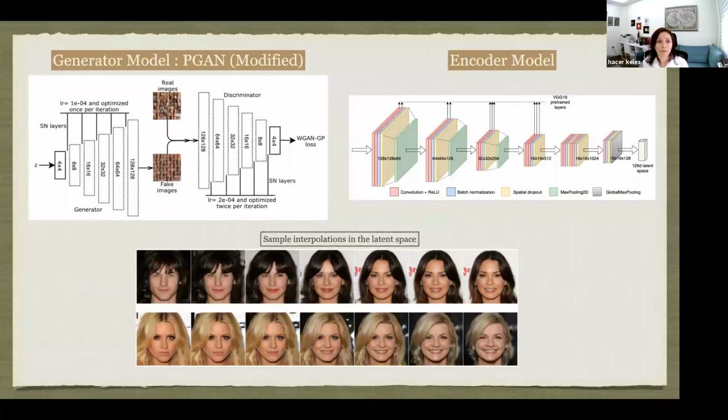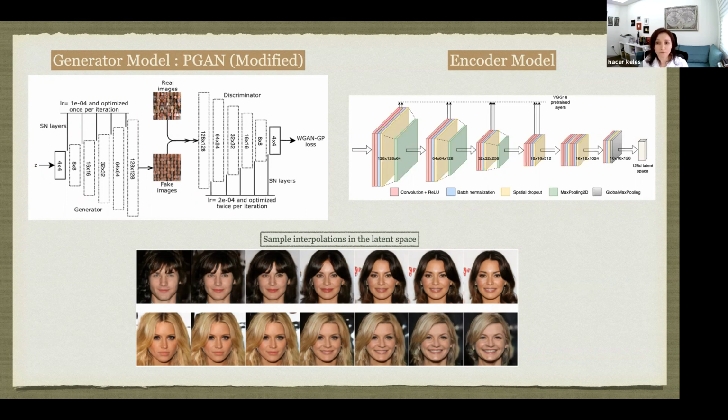Let's see what happened. We first started training a slightly modified progressive GAN model that generates face images in 128 by 128 resolution. At the time of the development, by the way, this was a good resolution. Most of the works that we looked at were in 32 by 32 resolution for such analysis and encoder training. And we designed an encoder model to invert it. The technical details of these models can be found in our paper. We don't have sufficient time to discuss those.